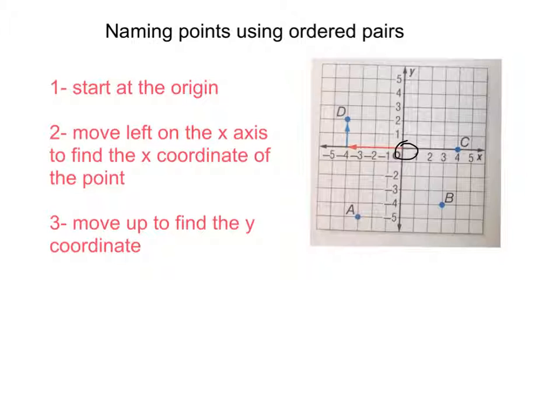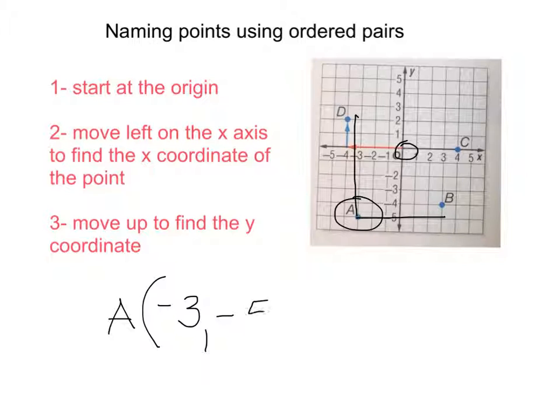So if we were looking at point A, we would be able to say the ordered pair for point A: we find where it intersects the x, which is -3, and we find where it intersects the y, which is -5. So you would be able to say the ordered pair for A is -3, -5.